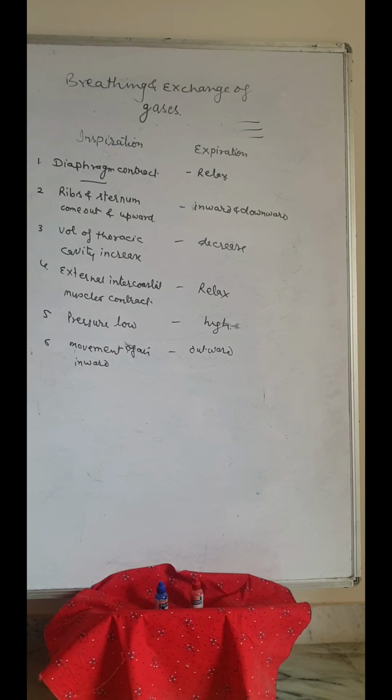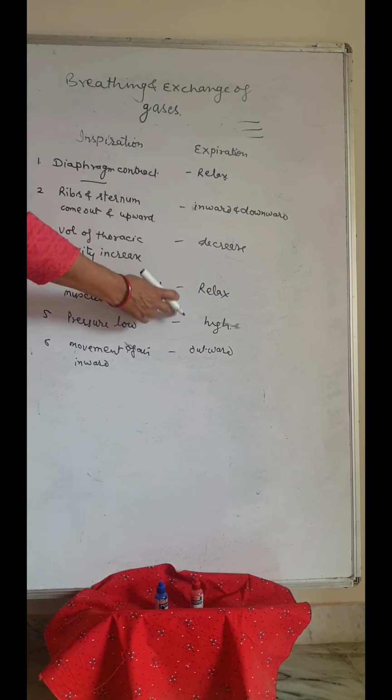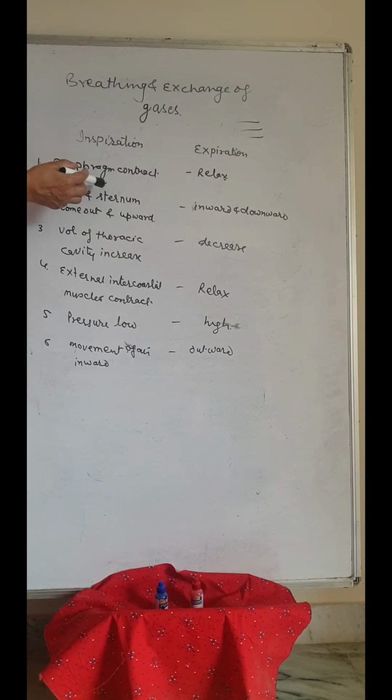So these are the events that take place during the inspiration. The diaphragm contracts and becomes flat. The ribs and sternum come out and upward. The volume of the thoracic cavity increases. The external intercostal muscles contract. The atmospheric pressure inside the rib cage, in the thoracic cavity, is actually low. The movement of the air from outside to inside means inspiration.